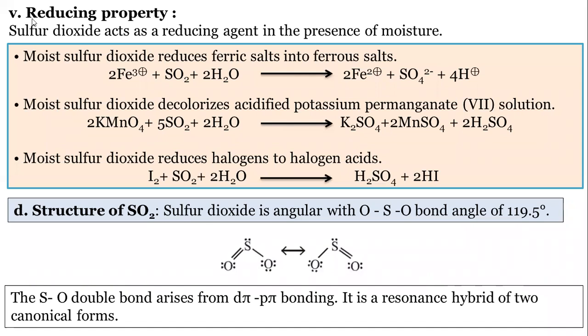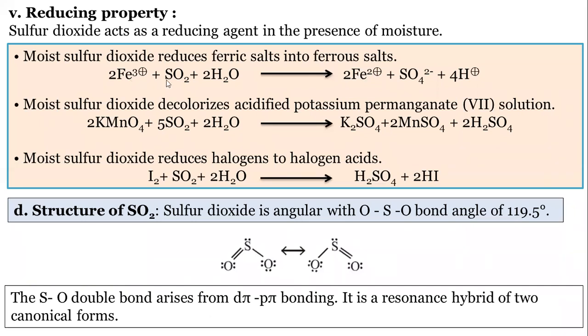Then the reducing property of SO2: sulfur dioxide acts as a reducing agent. Remember, a reducing agent means it reduces others and itself undergoes oxidation. Sulfur dioxide acts as a reducing agent in presence of moisture. First one, moist sulfur dioxide reduces ferric salts. Ferric means Fe3+. These are converted into ferrous Fe2+. When iron is in +3 oxidation state, it is called ferric salts, and when it is in +2 oxidation state, it is called ferrous salts.